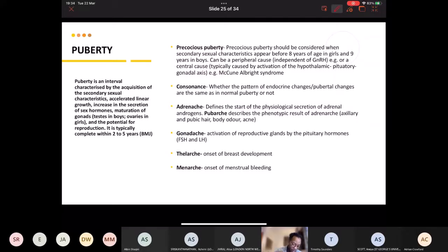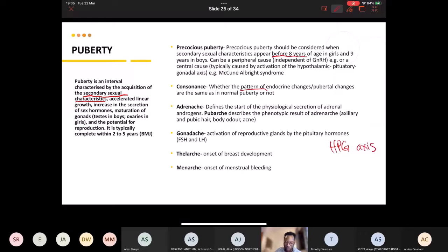Now, we know that puberty is an interval characterized by the acquisition of secondary sexual characteristics. It's accelerated, it's linear, and it's where the gonads start to mature and express those sexual characteristics. And there are many problems that can occur, such as precocious puberty, when someone starts to show their secondary sexual characteristics before the age of 8. The pattern might not be as expected. Basically, things can occur out of order or before the time that you would expect.